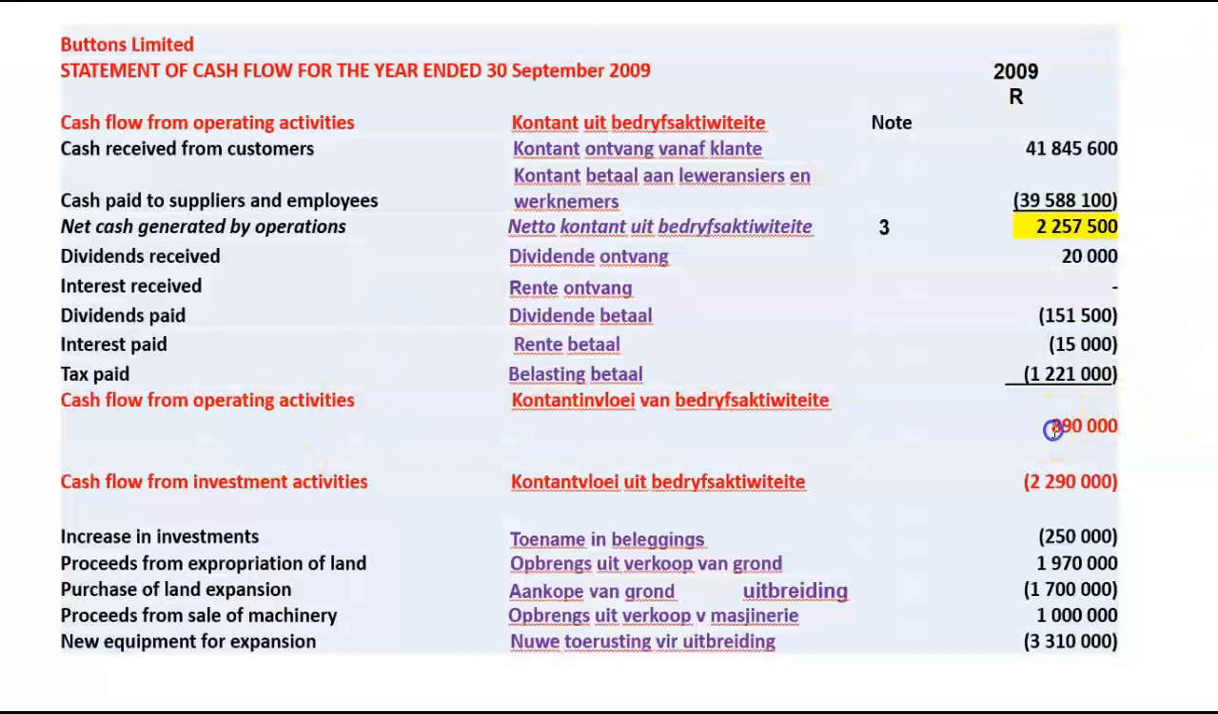Now I can add and subtract all these items from each other, and that is going to give us then cash flow from our operating activities of 890,000 rand. Great. Cash flow from investing activities.